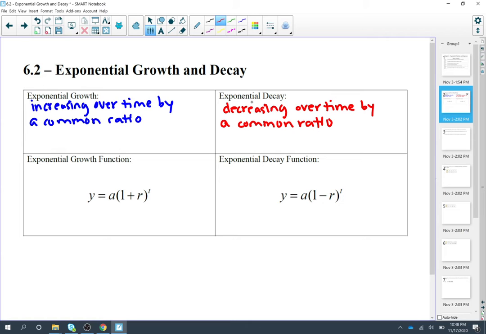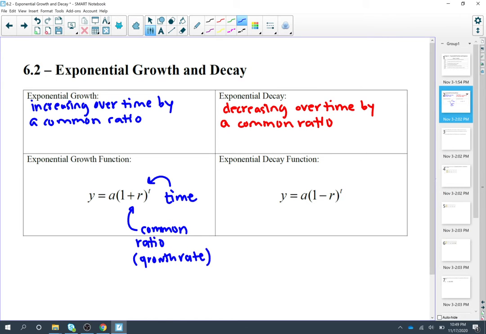Okay, now to go along with that idea is we actually have an exponential growth function. In our exponential growth function, we have y equals a times 1 plus r to the t. Now, starting out with some of these variables, I'm going to start with t, which is going to represent our time. Time is most commonly in years. Then we have r, which is our common ratio, or in this, our growth rate.